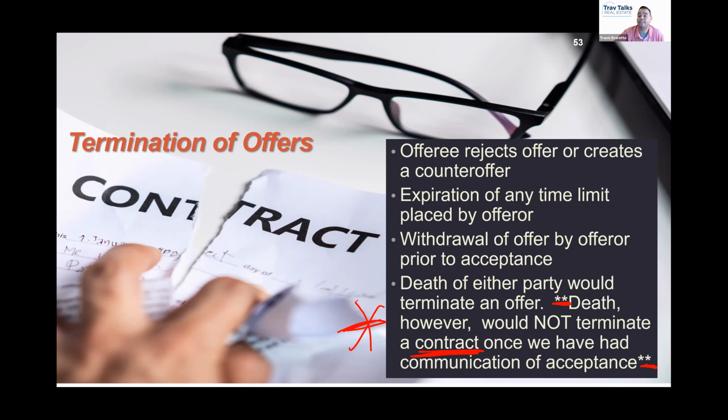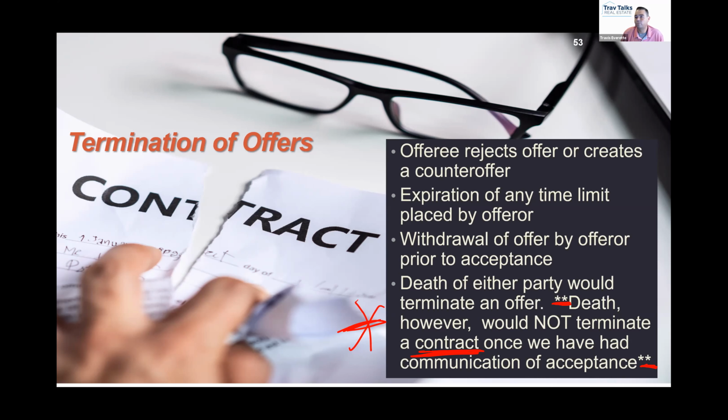An offer exists before a contract. An offer has only been signed by how many sides to the agreement? Just one, right? We still don't have acceptance of the offer. If we're just at the offer stage where it's only been signed by one, and either of the parties dies, it doesn't matter if it's the one who signed the offer or the other one. Either of the parties dies while it's an offer, the offer goes away. There is no more offer. But once we have communication of acceptance, once we are under contract, death does not change that sales contract at all.